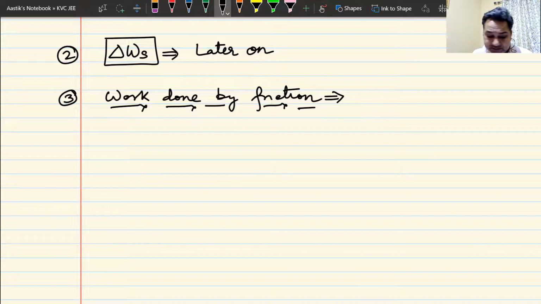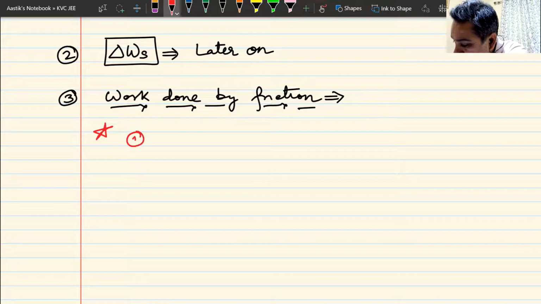Now, what is the problem here? First of all, you have to understand that two types of friction are there. One is static friction, one is kinetic friction. So let us first note down the important points that you must remember. Number one, two types of friction, static and kinetic.